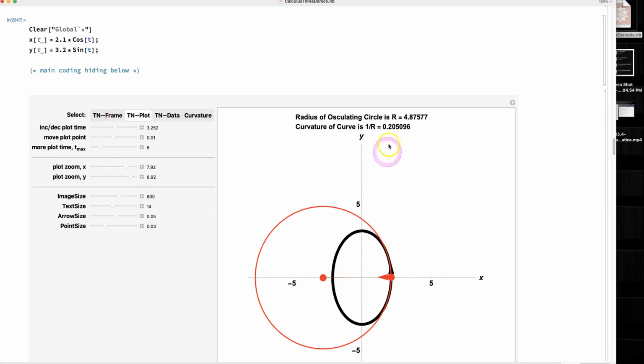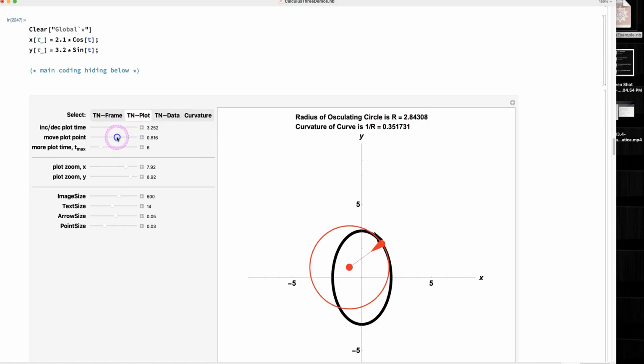Okay. Now, according to our computations here, at this point on the ellipse there is a circle that nicely fits that ellipse at that point, and that circle is of radius 4.87577. Okay, so the curvature is 1 over that number, or 0.2. As you start to move the plot, we can see here that the circle is getting smaller and smaller, which means that the curve is getting more curved. Okay, and right here, that seems to be the smallest the circle is going to be.